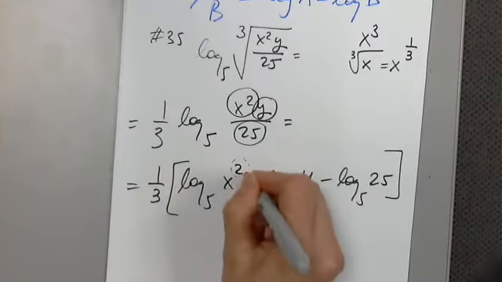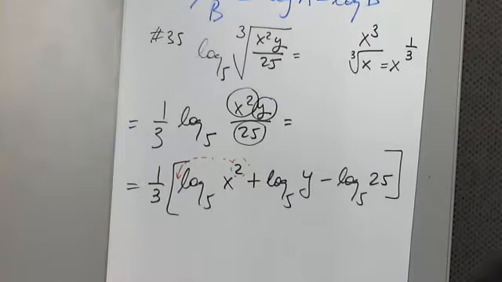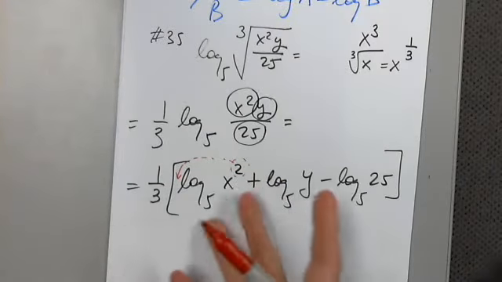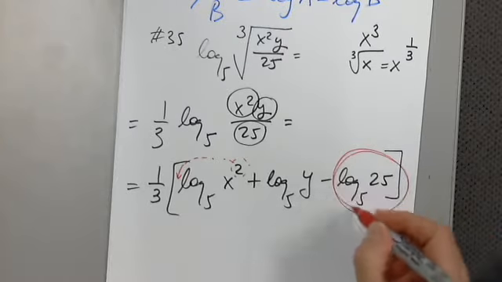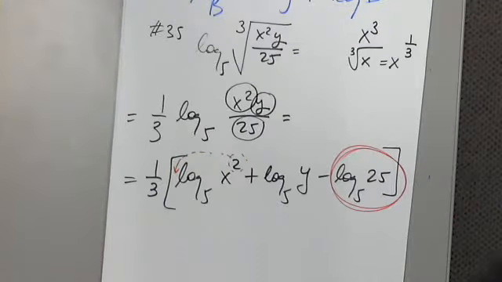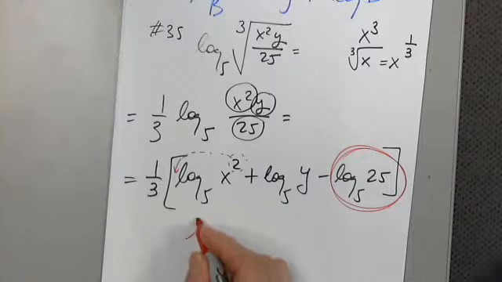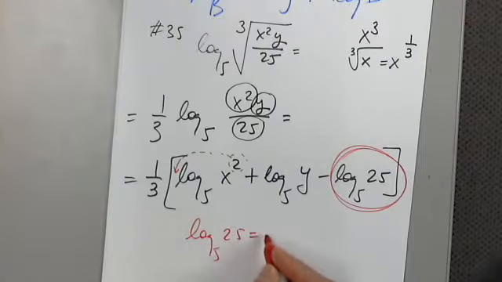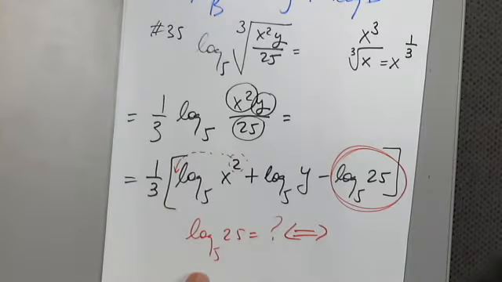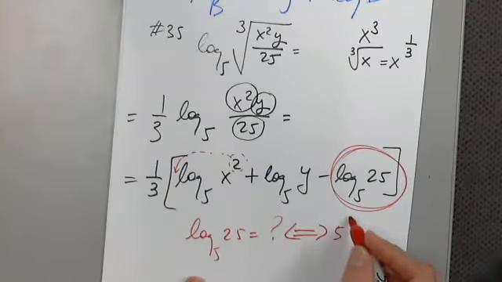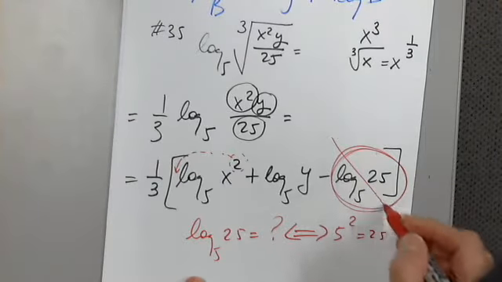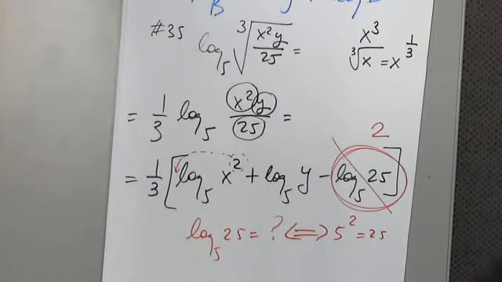Yes, I have to take this power. This is the only function that allows us to do that. I have to distribute 1/3, but I have to try and simplify this. So remember, the most important concept here is that a log equation can be converted into an exponential one. 5 raised to which power is 25? Yes. 5 squared is 25, so that will be replaced by 2.